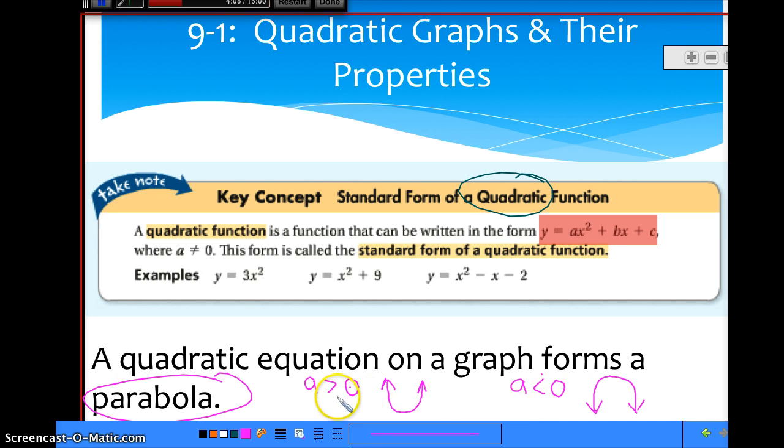Okay, so if it's positive, it opens up. If it's negative, it opens down. Now, a is this right here. That's what they're talking about with a. It's the leading coefficient in front of the x squared.